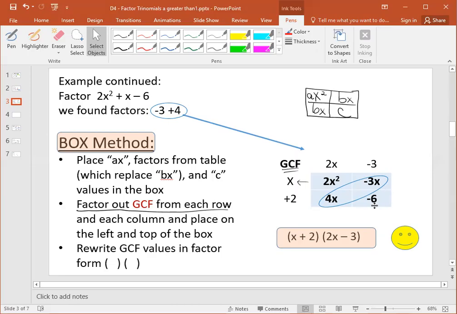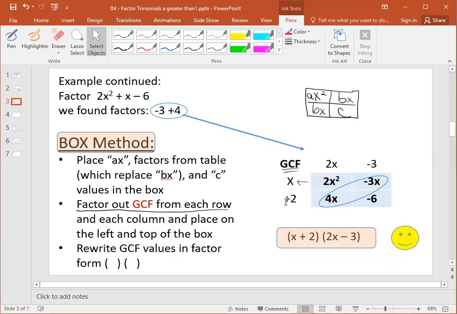So now what we're going to do is factor out the GCF from each row and from each column. So I'm going to look at this first row and say, well, what's the GCF from that row? Well, we only have an x, so I pulled out x here. Okay, I look at the second row. What's the GCF here? Well, that is only a 2. So I put positive 2. You never want to put just a regular 2. You're going to put a positive or negative.